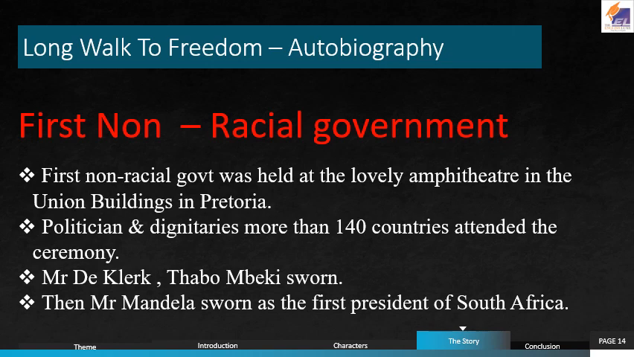First of all, Mr. De Klerk was sworn in as second deputy president. Then Thabo Mbeki was sworn in as the first deputy president. Then came Mandela's turn. He was sworn in as the first black president of South Africa.